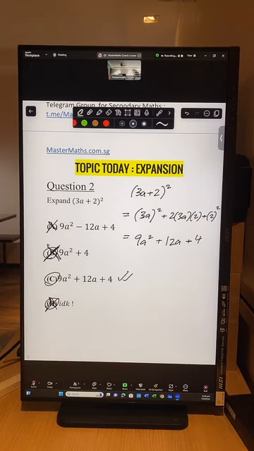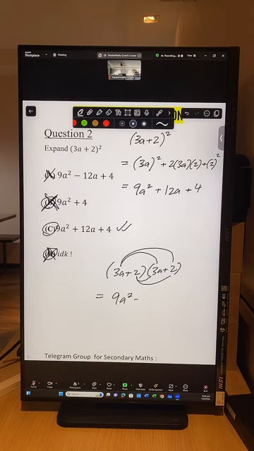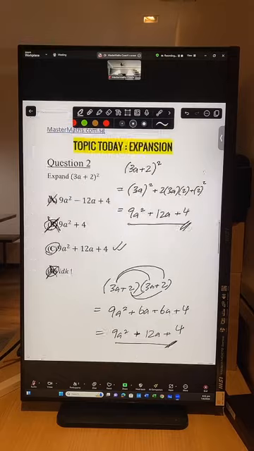So those who got C, well done. Again, if we wanted to use the rainbow method, we can. (3a + 2)(3a + 2): 3a times 3a, 3a times 2, 2 times 3a, 2 times 2. So 3a times 3a, that's 9a squared. 3a times 2, that's 6a. 2 times 3a, that's 6a. 2 times 2, that's 4. So you will get 9a squared plus 12a plus 4. Okay, so same answer, different method.